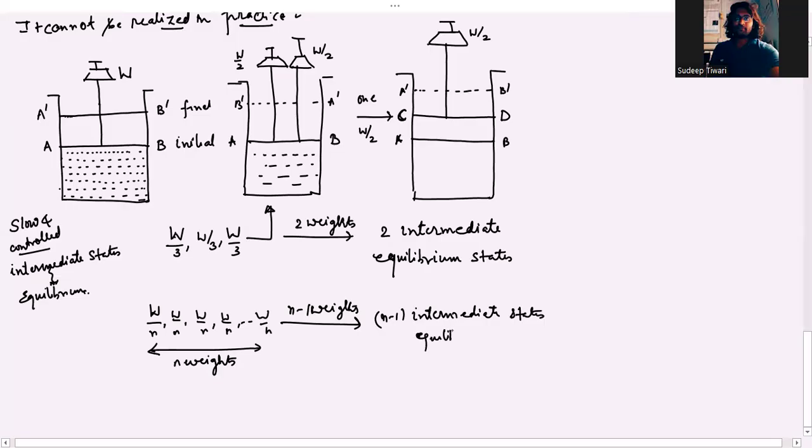I can achieve this. Then how many intermediate states are possible? So this is a continuum. So there are infinite possible intermediate states. There are infinite states which are possible.